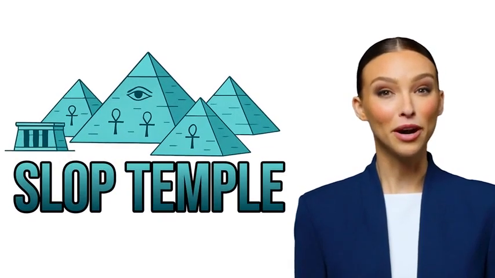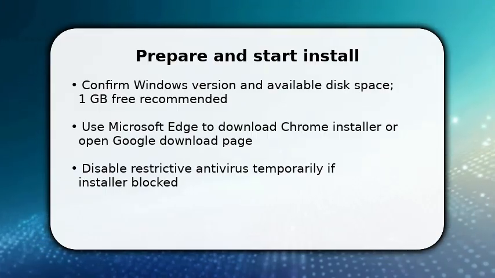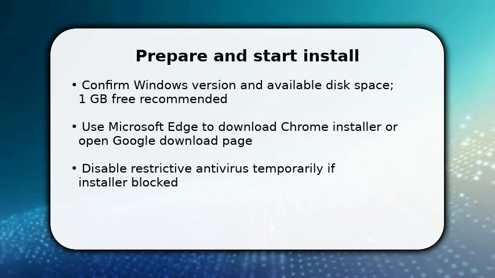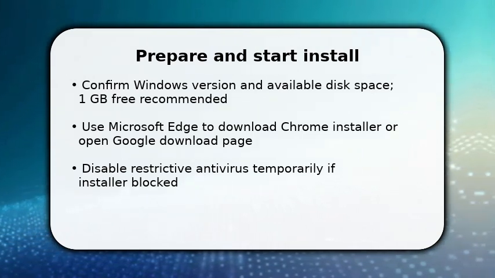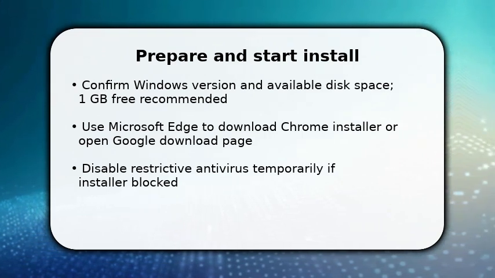We pray this video helps. You'll begin by verifying essentials so the install won't stall. Open settings to confirm your Windows version and free disk space. Make sure at least 1 GB is available.